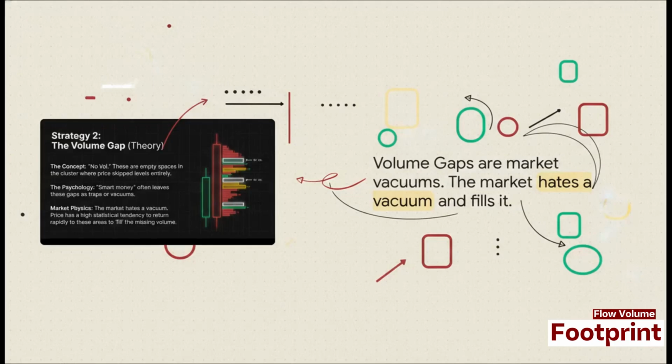Now, the second strategy is, well, it's fascinating. It's all based on something called a volume gap. So these are spots where price moved so fast that it literally skipped over price levels, leaving behind an empty space, a vacuum. And there's this weird kind of market physics thing that happens. The market hates a vacuum. It almost always wants to snap back and fill that empty space.